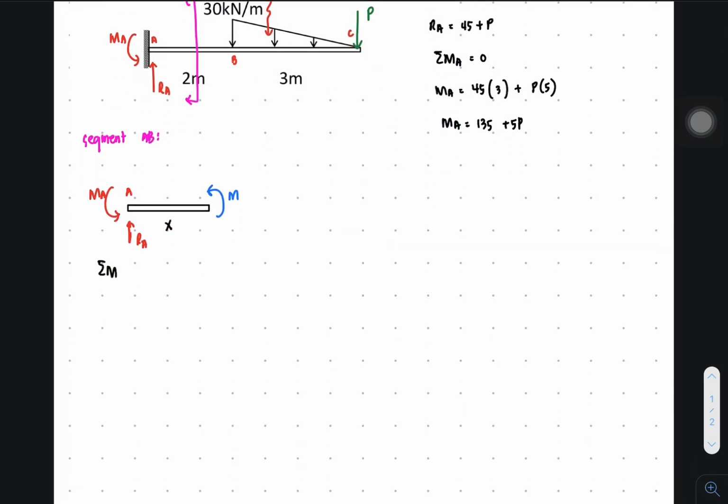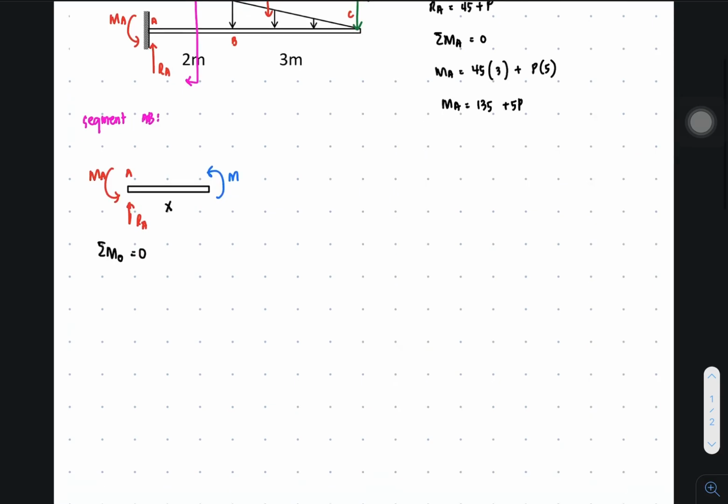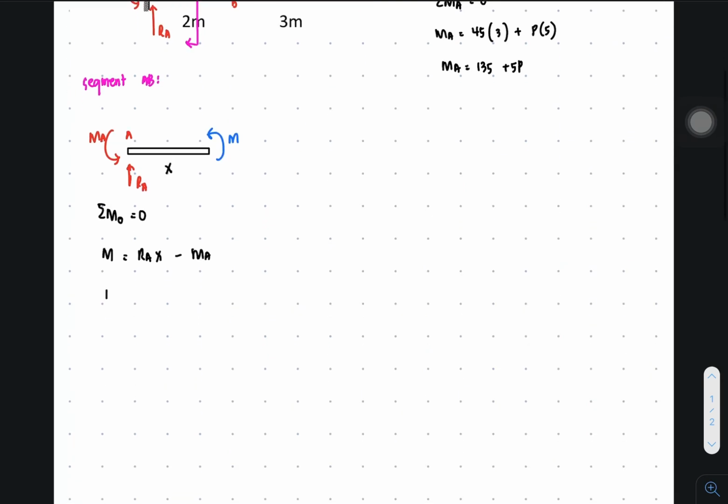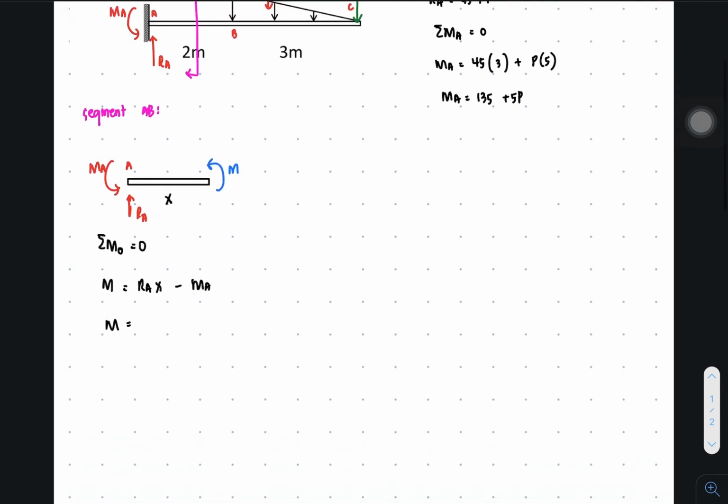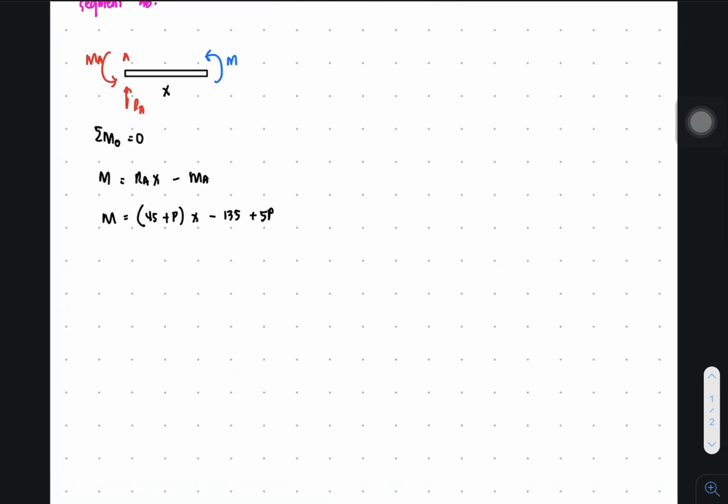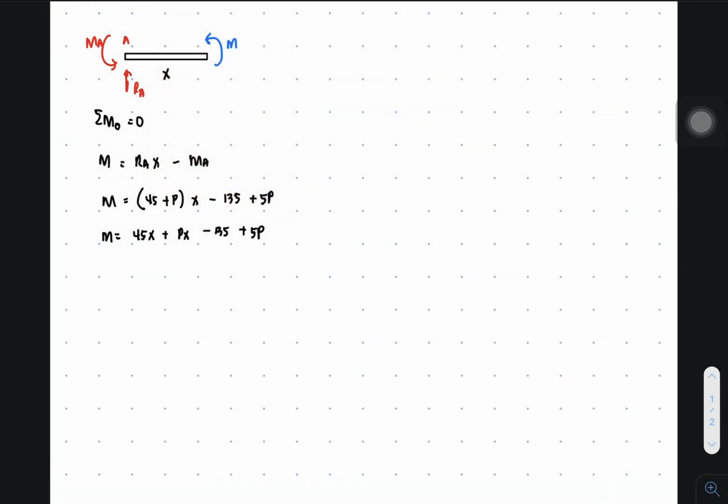So with this, we can now get the equation. Summation of moment at the point of cutting equal to 0. You will have M equal to RA times X and then minus MA. So we'll have RA to be 45 plus P times X minus 135 plus 5P. So with this, our equation would be 45X plus PX minus 135 plus 5P.